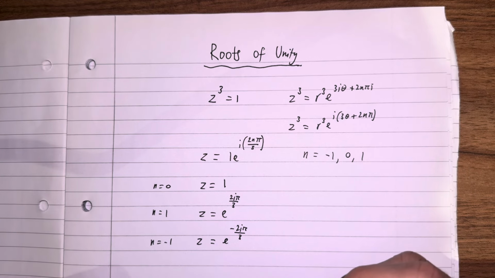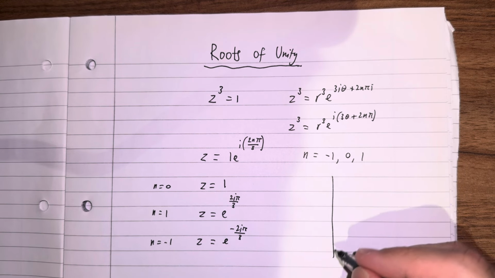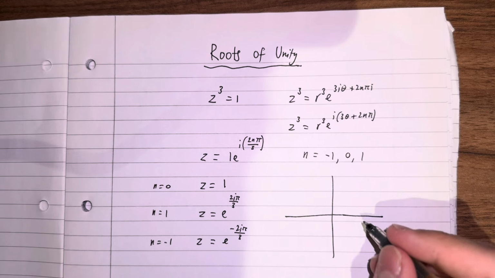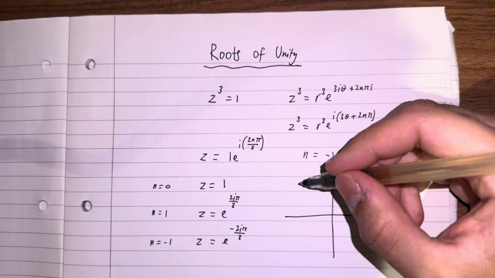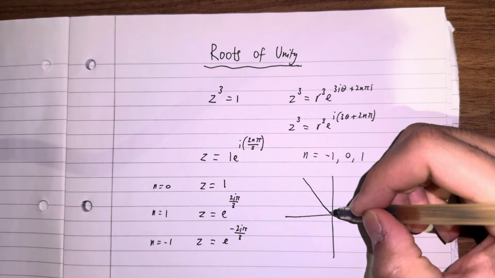Okay? Now, let's plot these on an Argand diagram. So z equals 1 is going to be over here. z equals e to the 2iπ over 3 is going to be roughly over here like this.